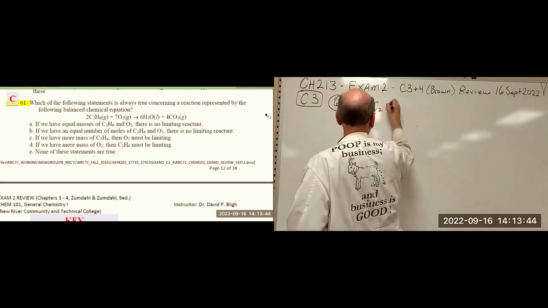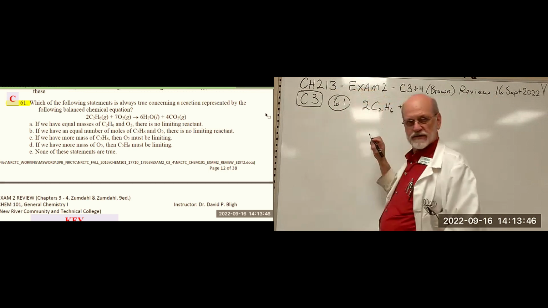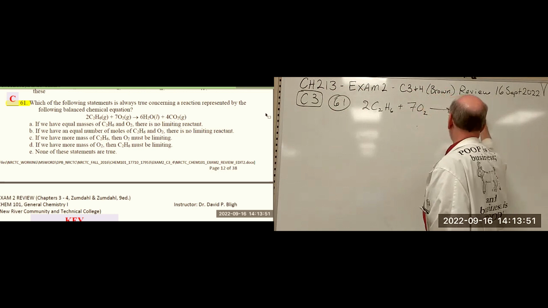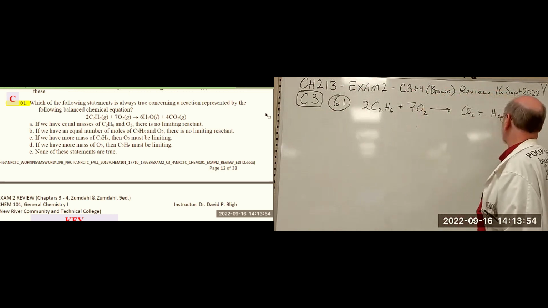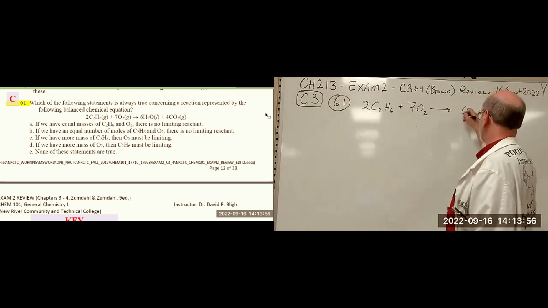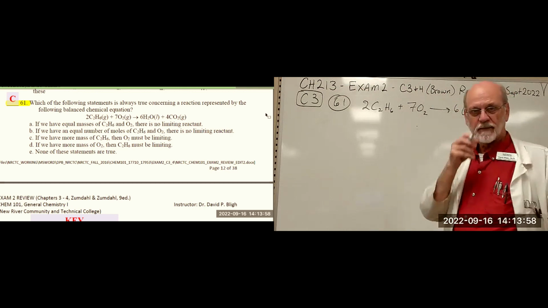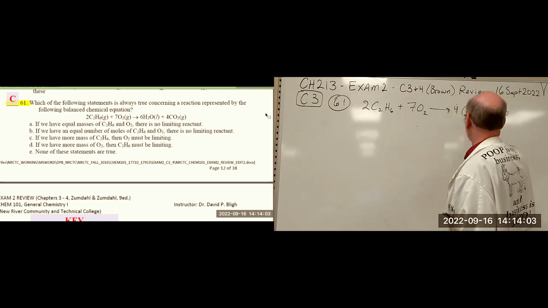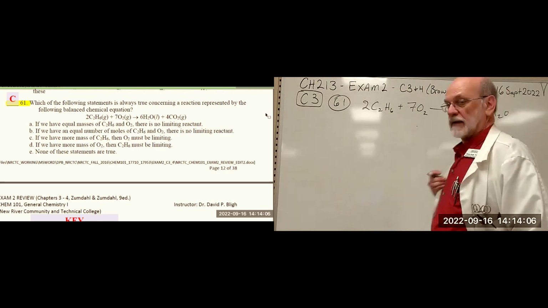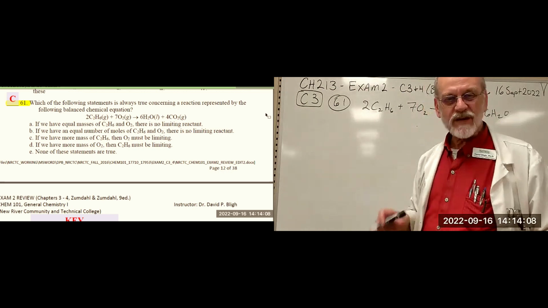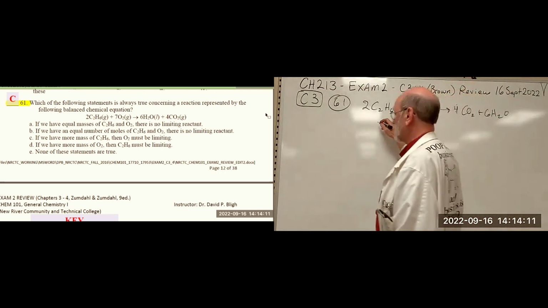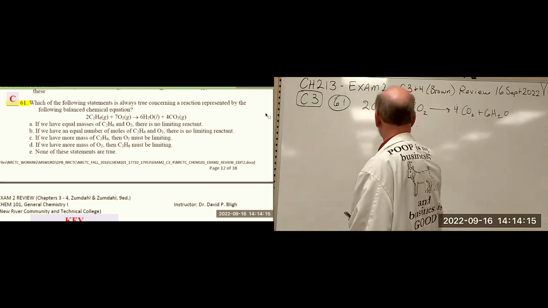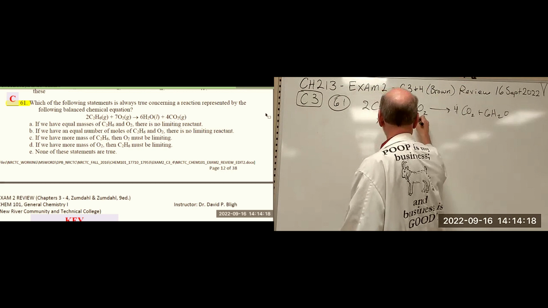2 C2H6 plus 7 oxygens yields carbon dioxide and water, 6 and 4. Oops, wrote them backwards. 4 and 6. Okay, if you have equal masses of C2H6 and O2, so this mass is equal to that mass.